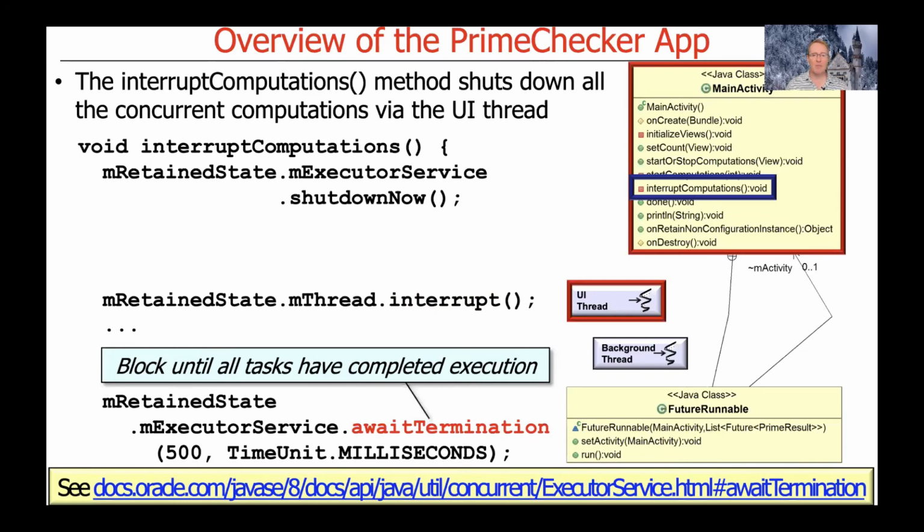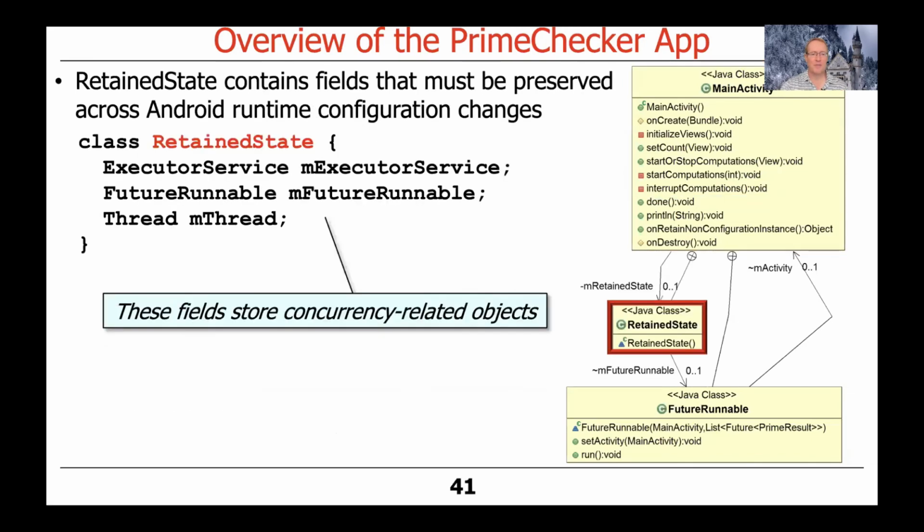And then we wait up to essentially half a second, 500 milliseconds, for everything to reach a point of graceful shutdown. And then the activity will go back to waiting for the next request from a user. So we basically shut down the thread pool and use that as a way to stop everything from running.